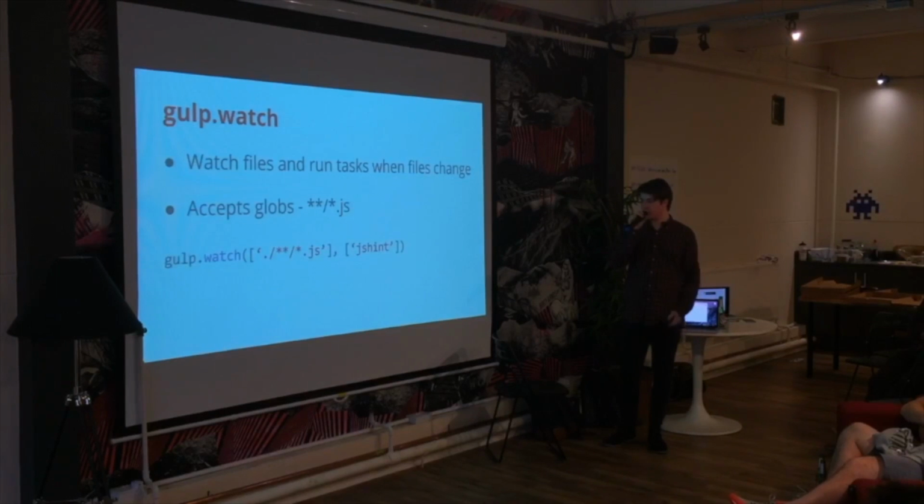Here's a small example. We look for any JS file, and what this will do is whenever it changes, it'll run the JS task. And here's another one, where we say look for any image file that ends in either PNG or JPEG, and when it changes, run the image main task.